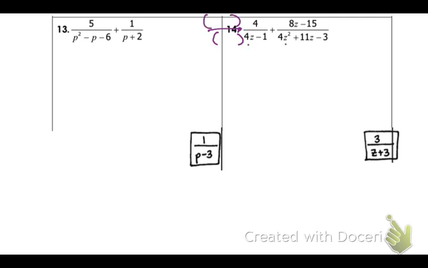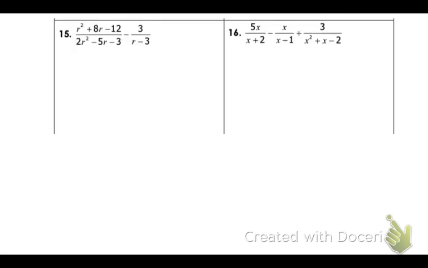4z times what gives me 4z? I need a z, because 4z times z will give me z squared. Negative 1 times what gives me a negative 3? That has to be a positive 3. So you're going to be multiplying by z plus 3 at the top and the bottom here. Okay? And then you'll keep going with that one.